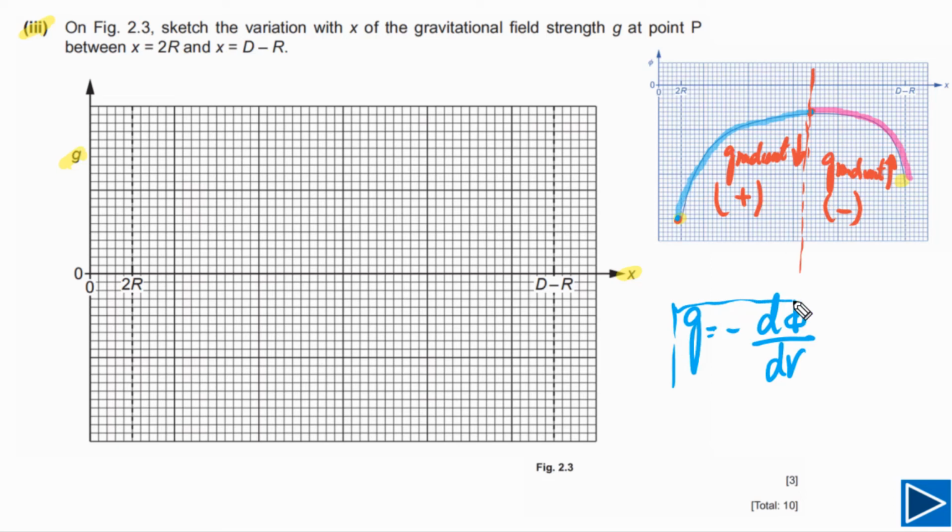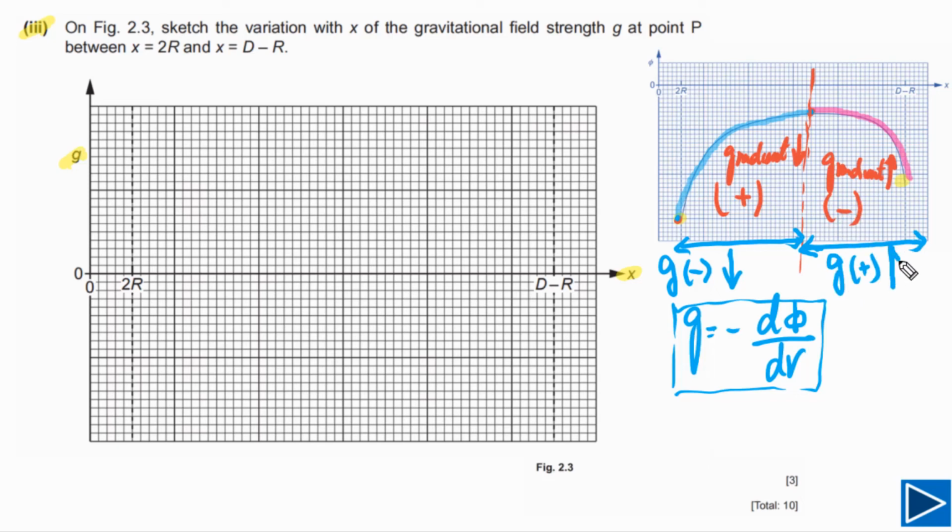As g is equal to negative of potential gradient, so simply we can say in first region g has to be negative and g has to decrease, because g is equal to negative of potential gradient, means if gradient is positive g has to be negative. So same we can say about the second region. In the second region g is positive because gradient is negative, and g has to increase because gradient is increasing. Now we need to compare the gradient at this point, means at surface of planet, and we need to compare gradient at surface of moon.